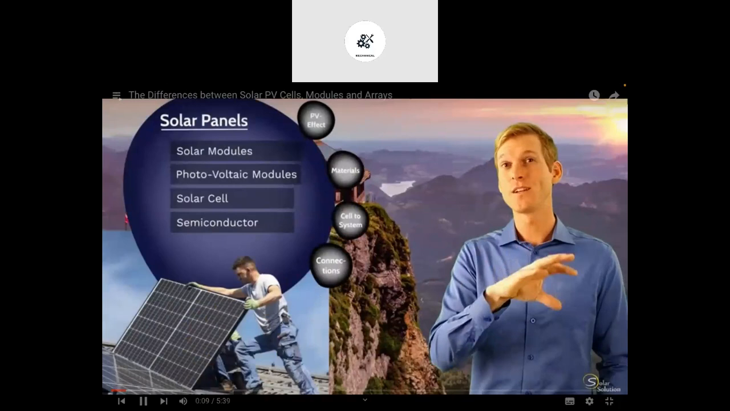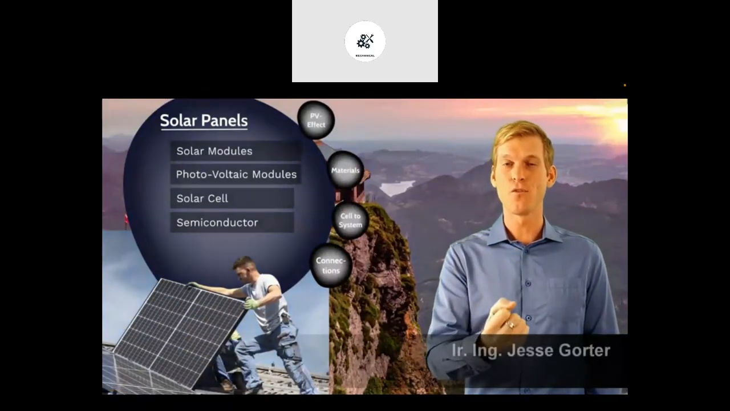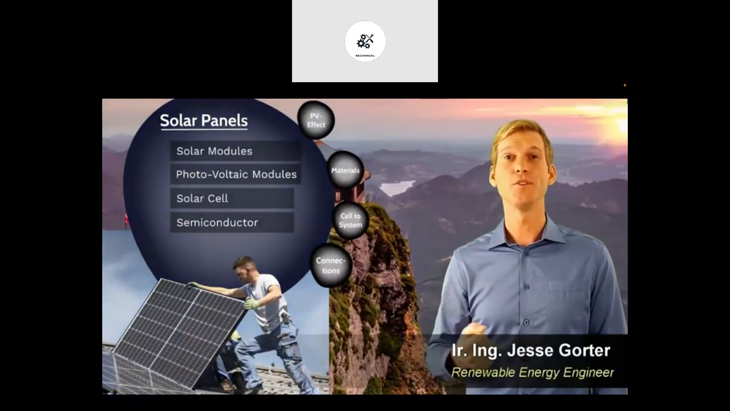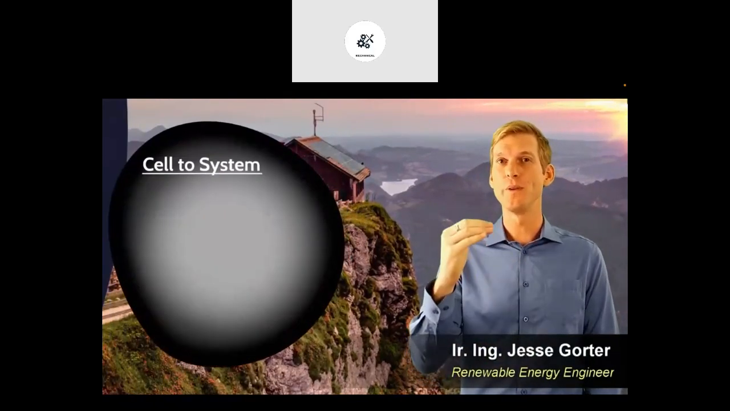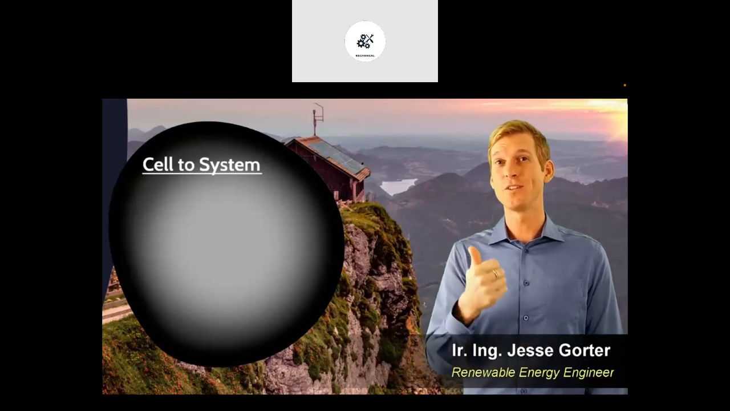At least you have a bit of an idea which kind of options there are. Now let's look at how you can take the individual solar cells and combine them so that you can actually form a solar photovoltaic module.